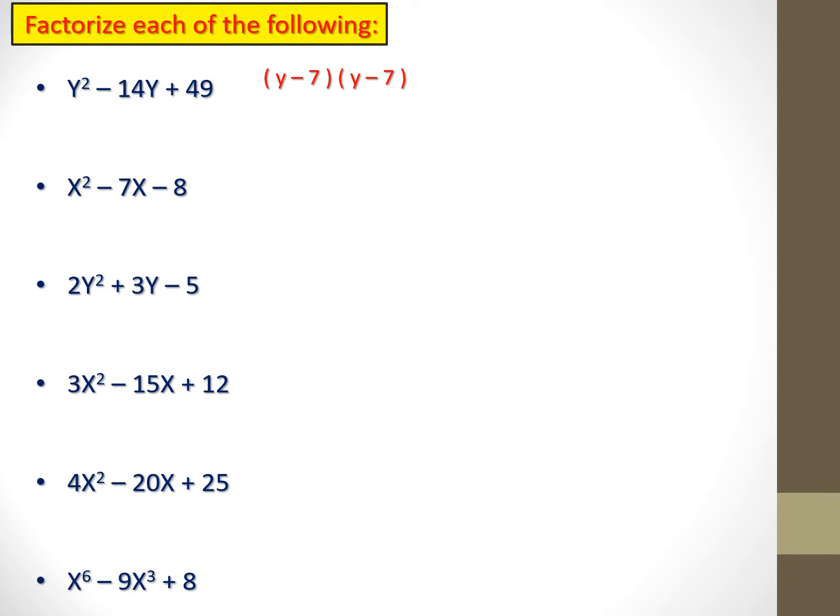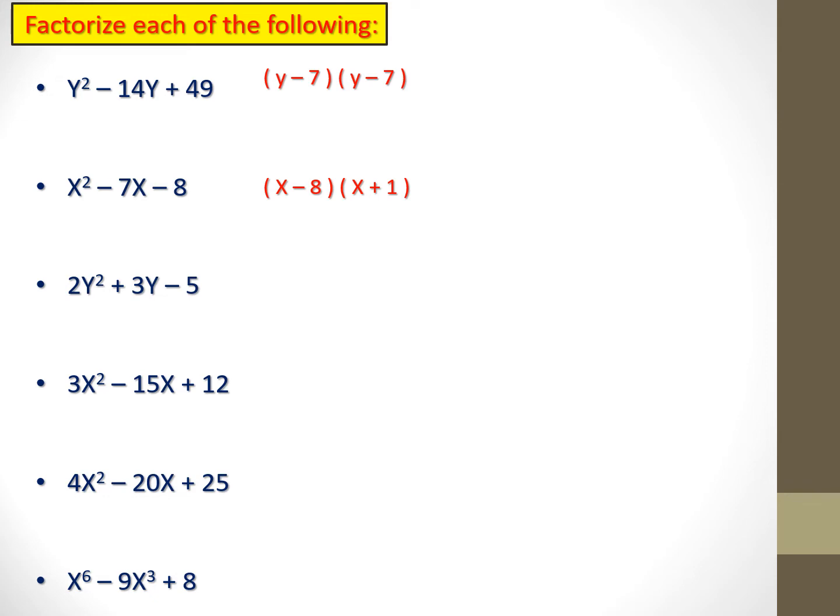So we will open two brackets. X power 2 is x times x, and 8 equals 8 times 1. The last sign is negative, so the middle sign is for the greatest factor. Then it will be x minus 8 and x plus 1.